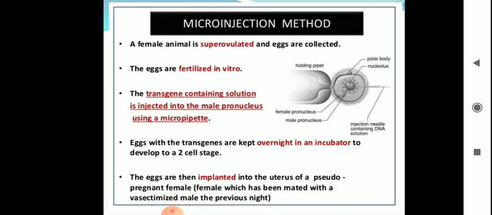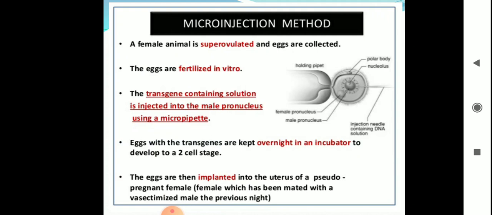Next, how the microinjection is done. I have given you one diagram so that you can understand very easily. A female animal is superovulated and the eggs are collected. The eggs are fertilized in vitro. The solution containing the transgene is injected into the male pronucleus using a micropipette. Next, the eggs with the transgenes are kept overnight in an incubator to develop to the two-cell stage, ultimately the morula, then the blastula stage. The eggs are then implanted into the uterus of the pseudo-pregnant female, that is, a female which has been mated with a vasectomized male the previous night.